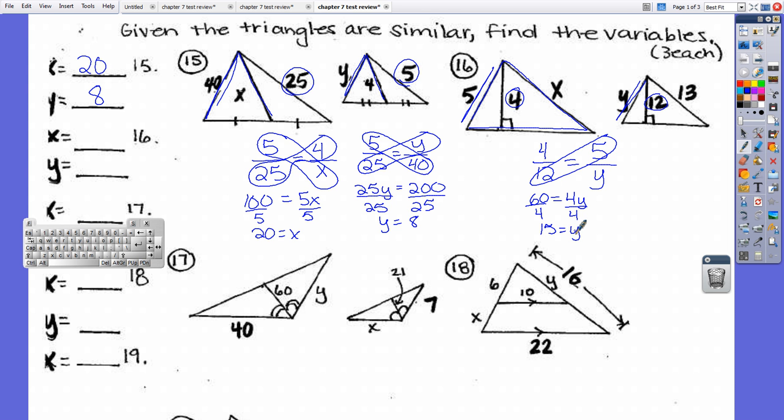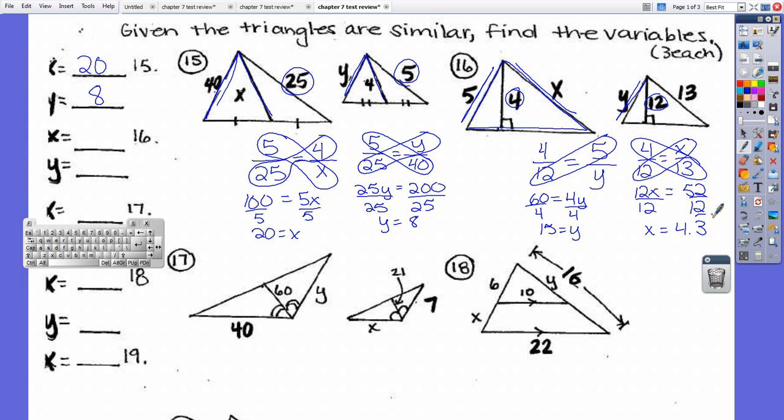And I'm going to start again with 4 over 12 equals x over 13. This is 12x, and 4 times 13 is 52. I'm going to divide by 12, and I get x equals 4.3, and on and on.